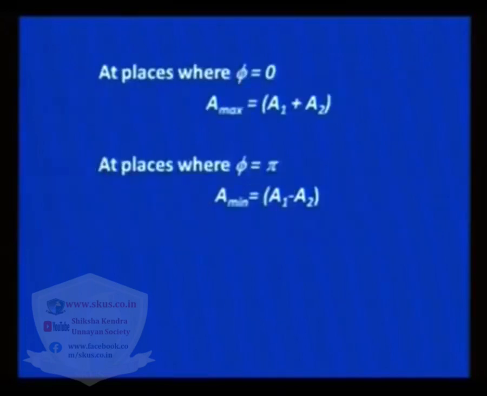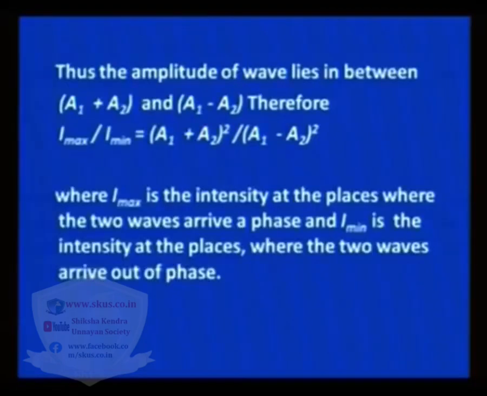At a place where phi is equal to 0, the amplitude will be maximum and given as a1 plus a2, and at places where phi is equal to pi, the amplitude will be minimum and given as a1 minus a2. Thus, the amplitude of the wave lies in between a1 plus a2 and a1 minus a2, and the ratio of the maximum intensity and minimum intensity will be equal to (a1 plus a2) whole square divided by (a1 minus a2) whole square, because intensity is directly proportional to the square of the amplitude.